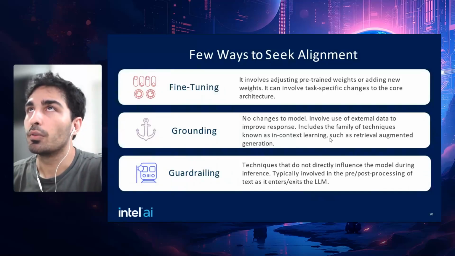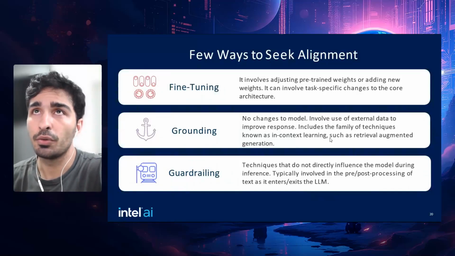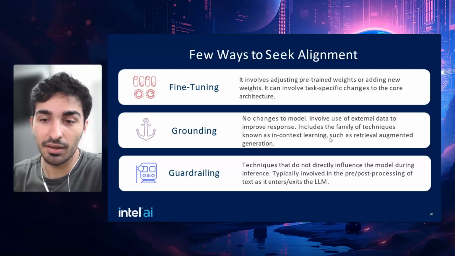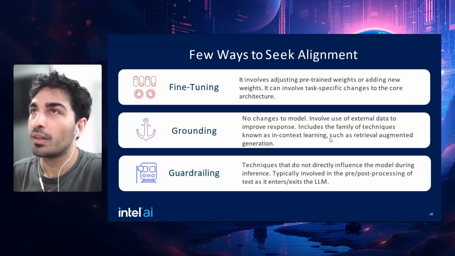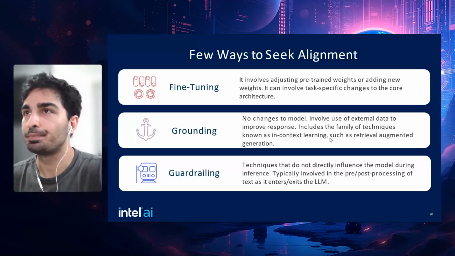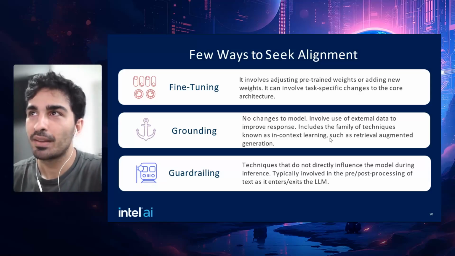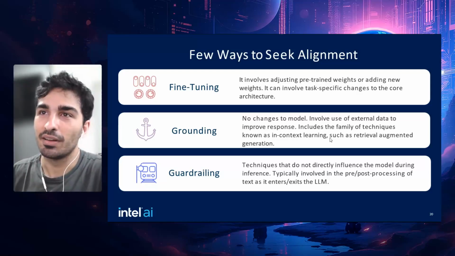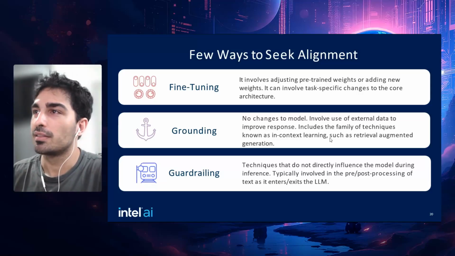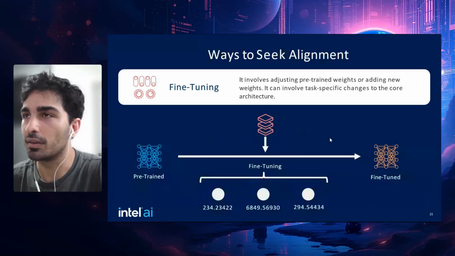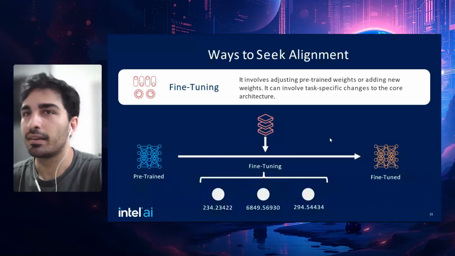The first one is fine tuning, which is the one that we are going to code ourselves. The second one is grounding, which I'm going to explain later. And the third one is guard railing. So for the first one, let's explain the base theory of this technique.